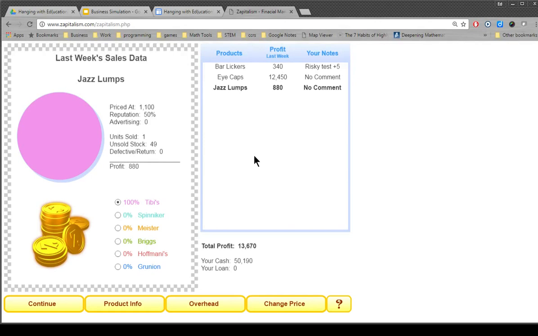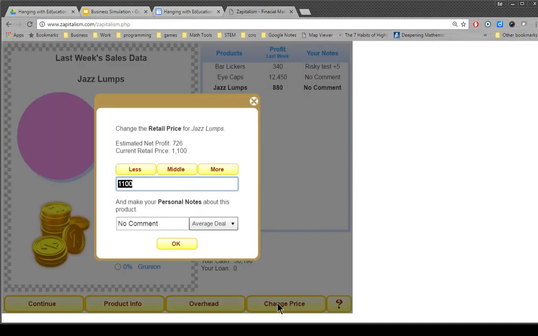Then we have jazz lumps. Jazz lumps, we come in here, and again, I was the only one selling them. I only sold 1 unit. I got 59 to sell. All right, so this is something where I'm definitely going to have to change my price on this. So I can do that right here. I can click on change price.